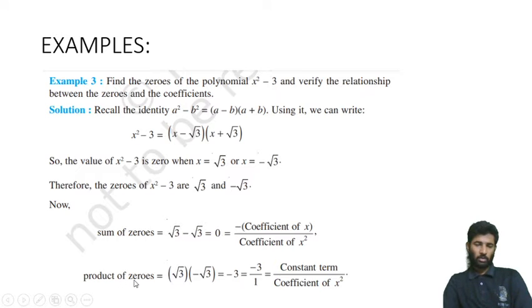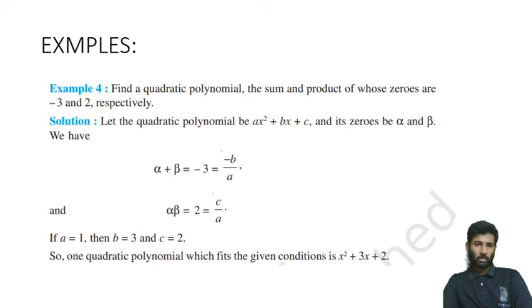Now the product of zeros is root 3 into minus root 3, that is minus 3. Again, if you see here, c by a is minus 3 by 1, which will become minus 3 again. So this part is also verified and this is also true. Similarly, in the other example, this is actually the reverse of the previous question. Here the zeros have been given and we have to find the quadratic polynomial.